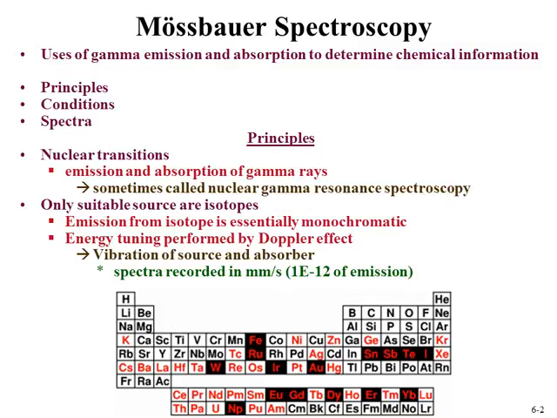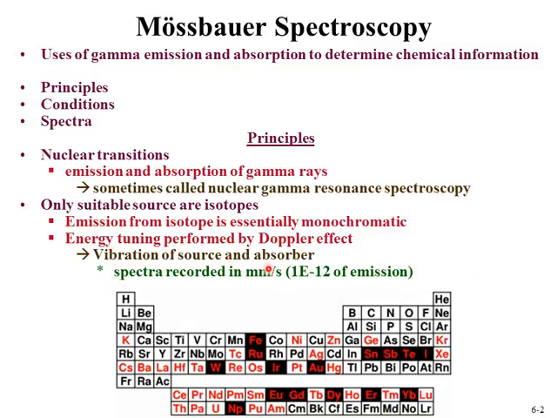The only suitable sources for Mössbauer spectroscopy for the photon emissions are isotopes. The emission from an isotope is essentially monochromatic. Wavelengths are defined by the excited nuclear states. However, they can be tuned to a small degree by the Doppler effect. So if the source and sample are moving towards each other or away from each other, that Doppler effect can slightly shift the energy. And fundamentally, that's what we're going to exploit in Mössbauer spectroscopy.